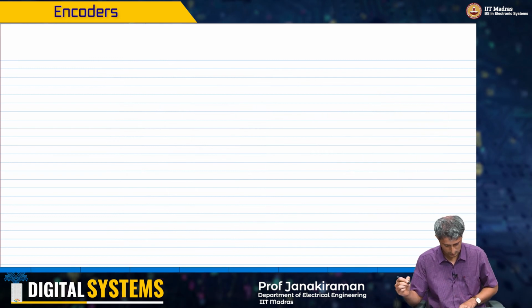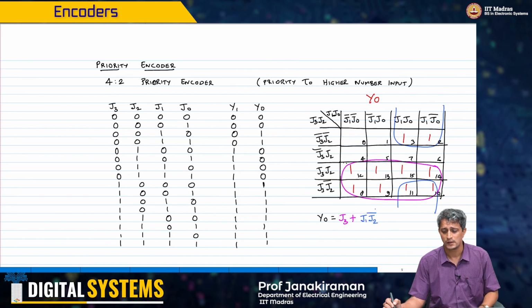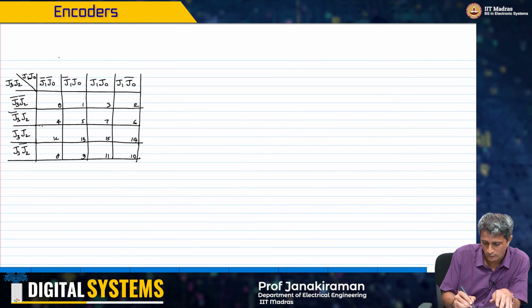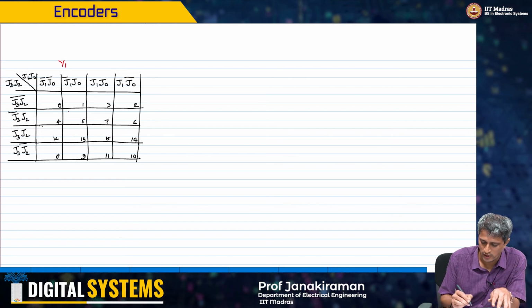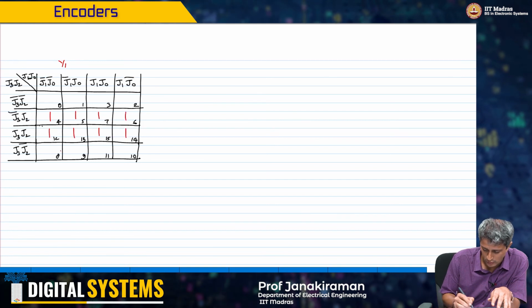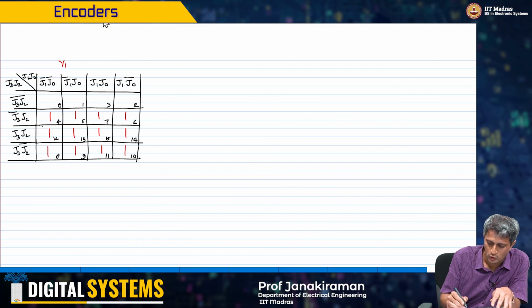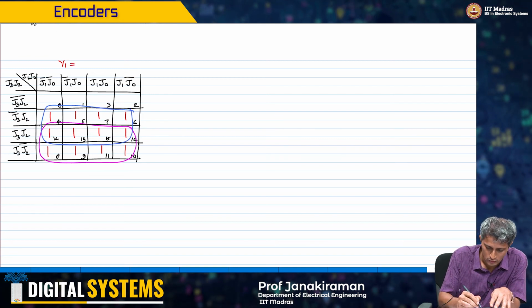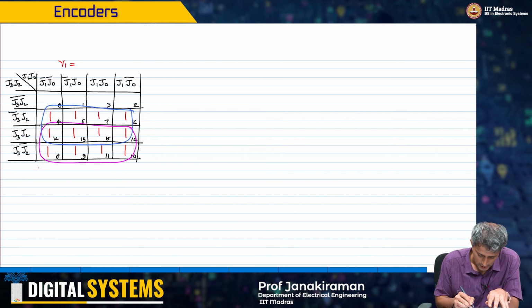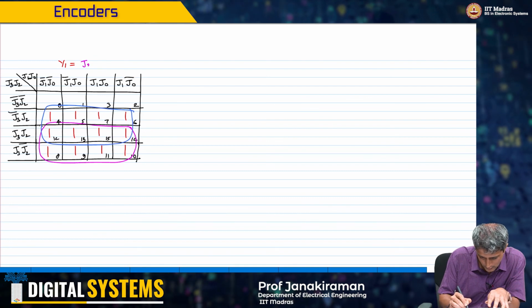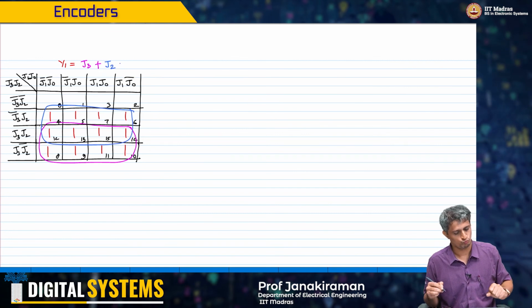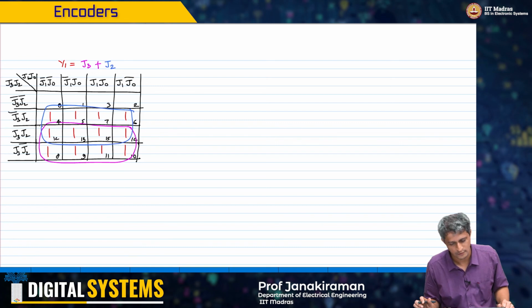Likewise, I can also do the same thing for Y1. What is Y1? It is 0, 1, 2, 3, all zeros, and after that, everything is 1. So I can do two groupings in groups of 8. Therefore, Y1 will be equal to, in magenta, J3, plus in blue J2, because J3 is changing there and I get J2.